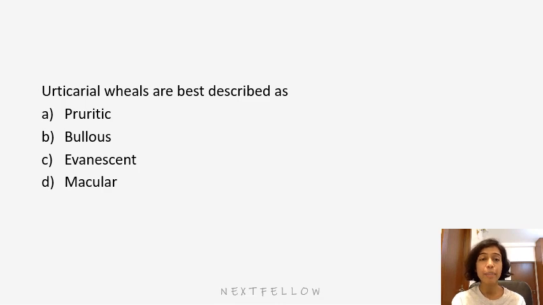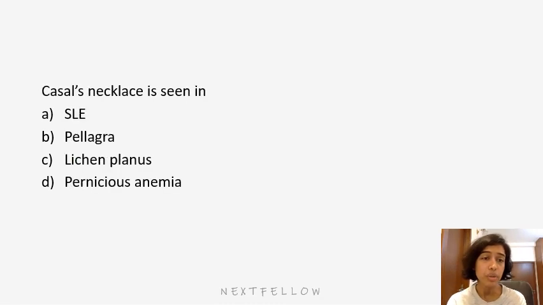Urticarial wheals are best described as pruritic, bullous, evanescent, or macular. So, most specific about urticaria is its evanescent nature. That means it's transient, right? It lasts less than 24 hours. It is pruritic. It is neither bullous nor macular, right? These are transient wheals, of course.